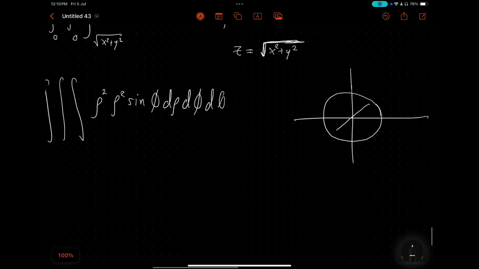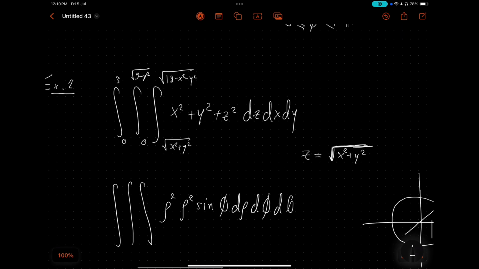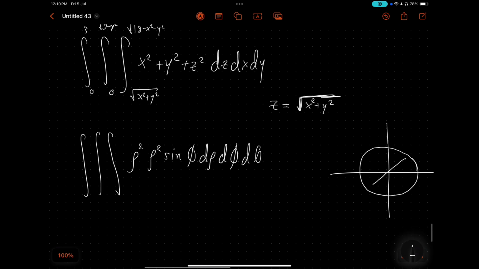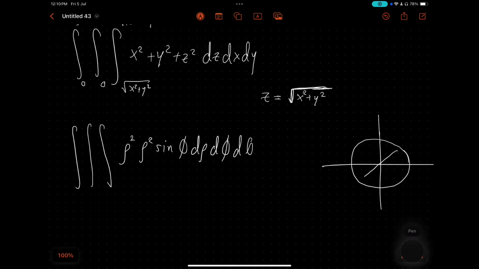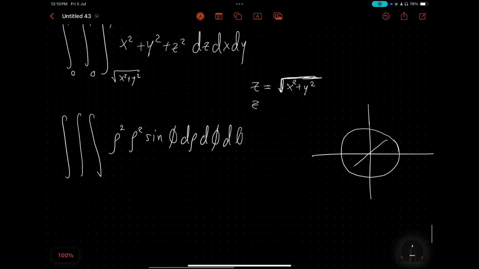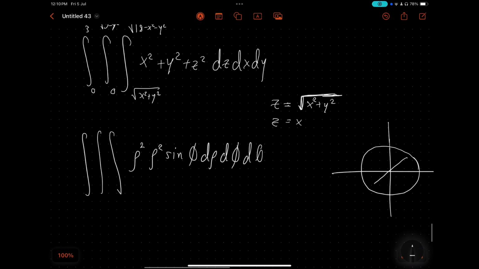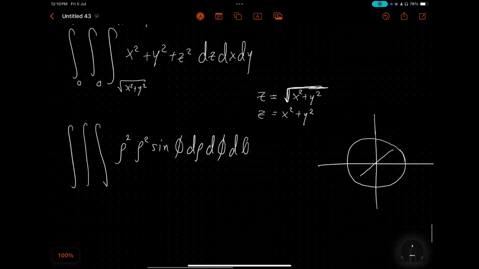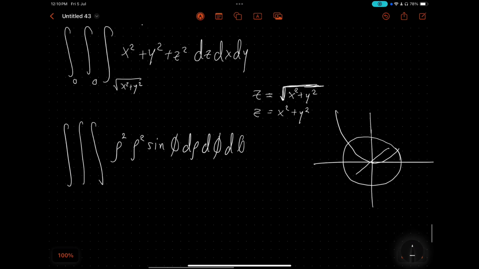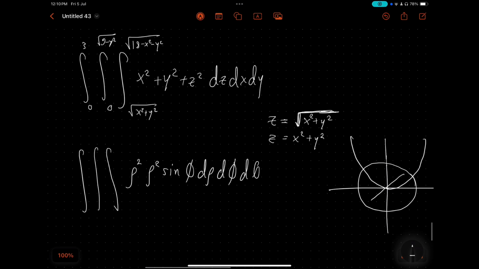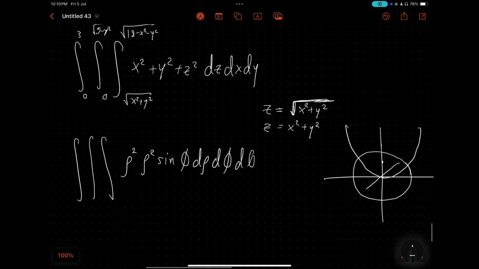And in the xy plane, it goes from square root of x squared plus y squared up to, so this is first a paraboloid, like this, but also the other one is just 18, so square root of 18 here. So basically that's the volume.